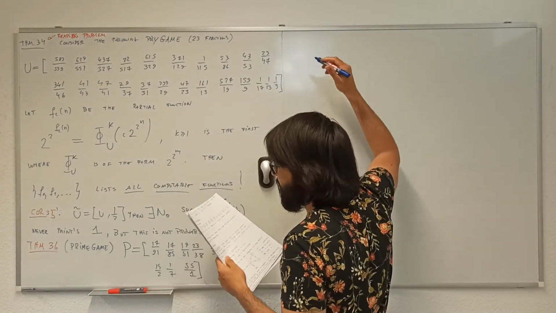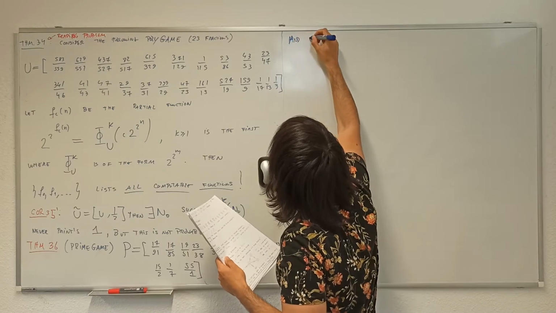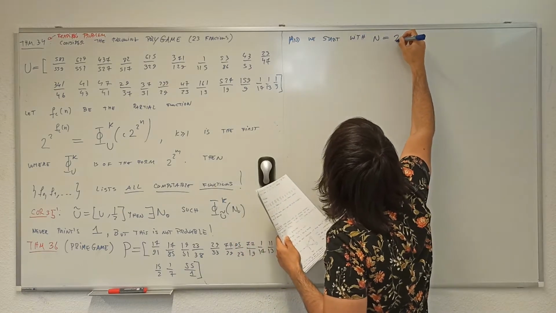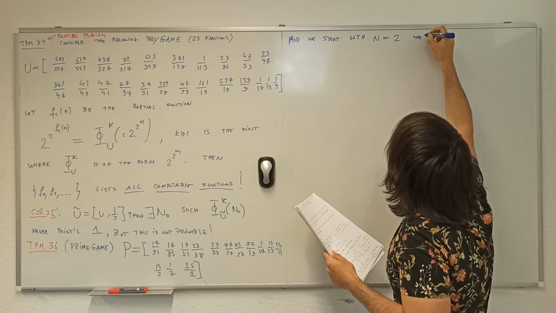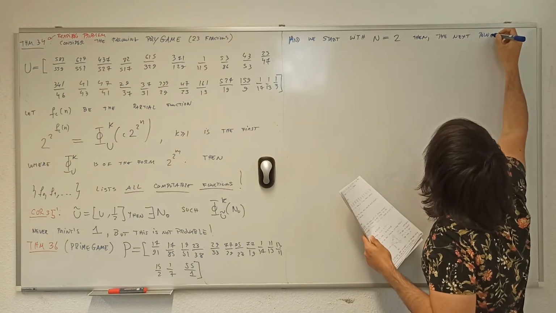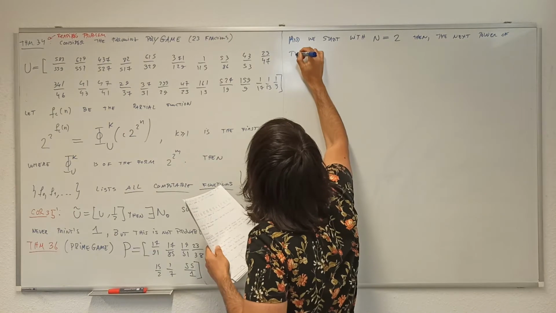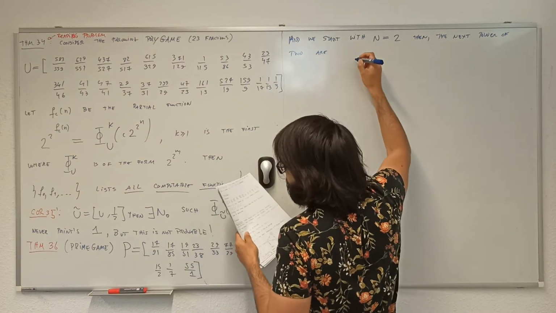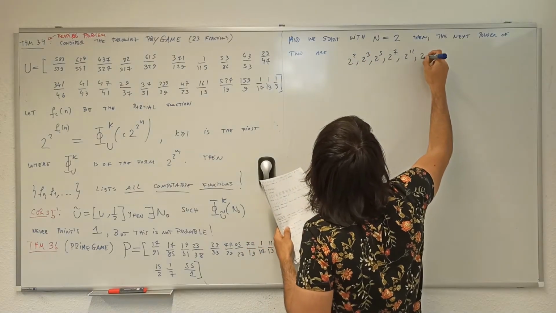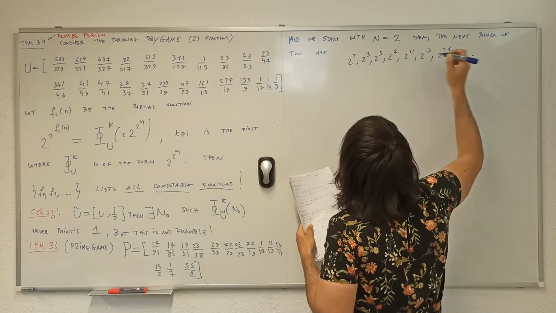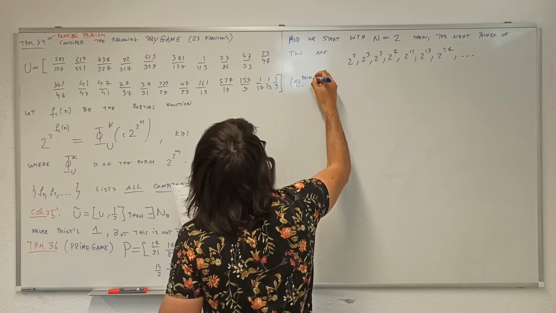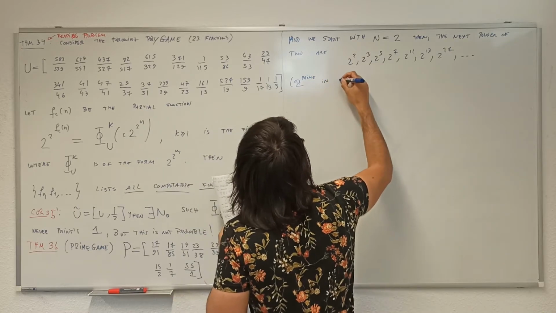So if you have prime game and we start with n equals 2, then the next powers of 2 are 2 to the 2, 2 to the 3, 2 to the 5, 2 to the 7, 2 to the 11, 2 to the 13, 2 to the 17, etc. So the primes, so 2 to a prime in increasing order.